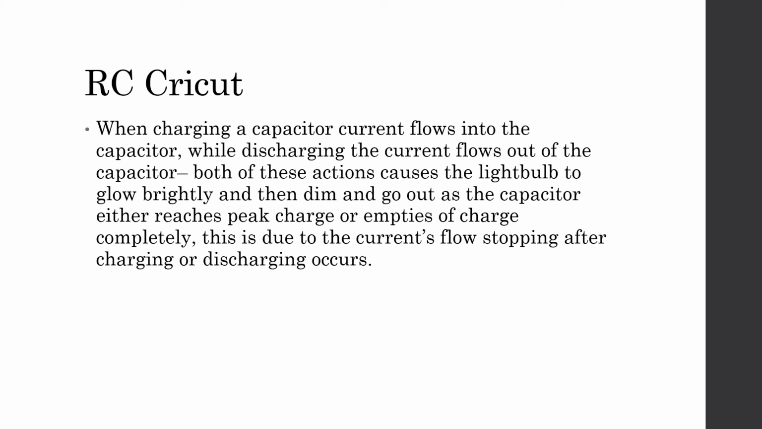Moving on to RC circuits, when charging a capacitor, current flows into the capacitor, and while discharging, the current flows out of the capacitor. Both of these actions cause the light bulb to go bright and then dim and then go out as the capacitor either reaches peak charge or empties of charge completely. This is due to the current's flow stopping after charging or discharging occurs.